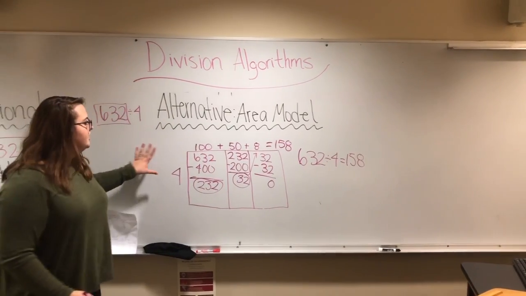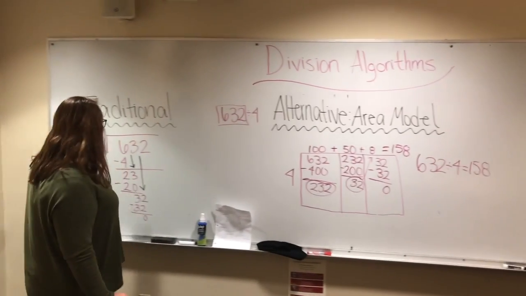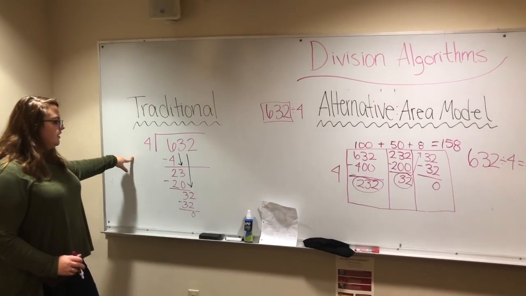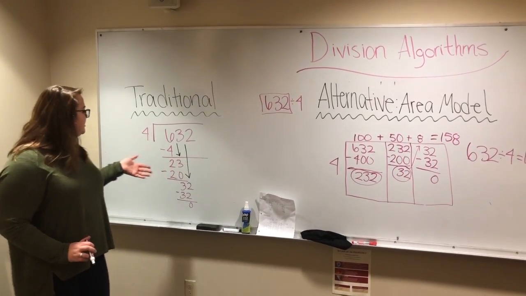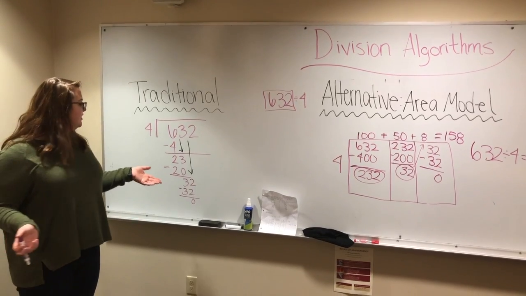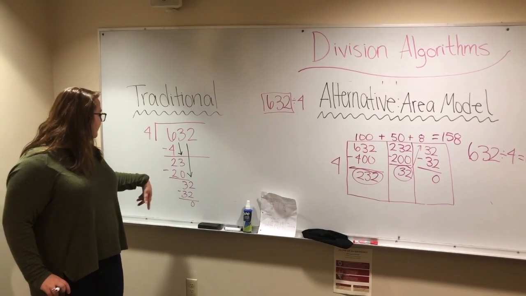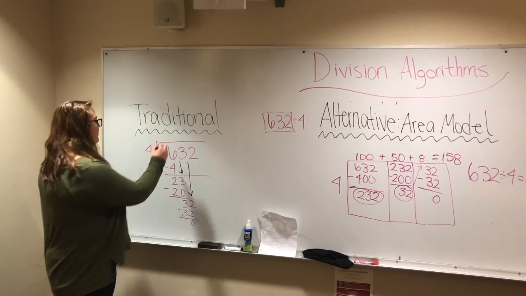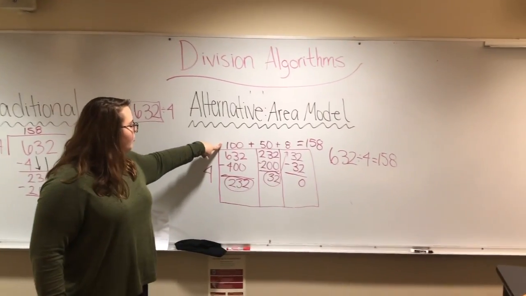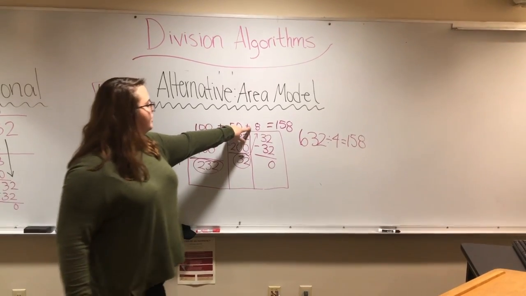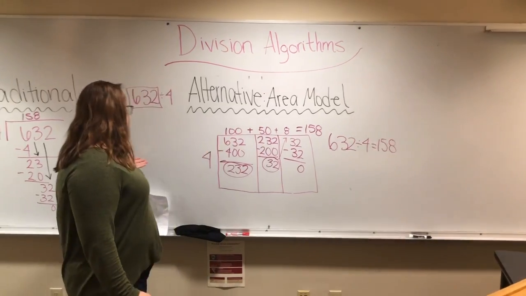So now that we solved that using the area model, let's look at how this compares to our traditional model that we just did. So we're doing the same problem, but the way that we're doing it is different. So you're getting the same numbers, but they're just showing up differently. So something that we can notice is that here we got the answer of 158 up here. And up here we have 100 plus 50 plus 8. So our hundreds, our tens, and our ones, which still equals 158.